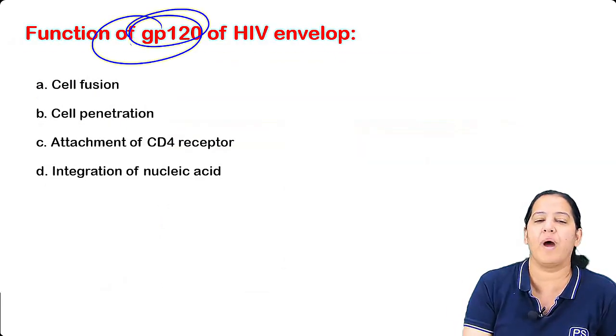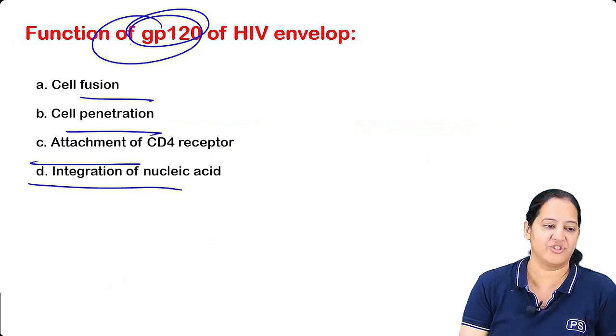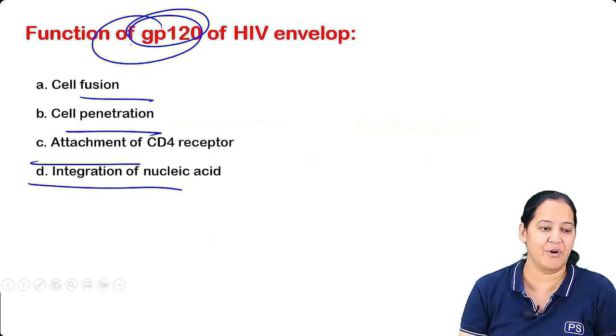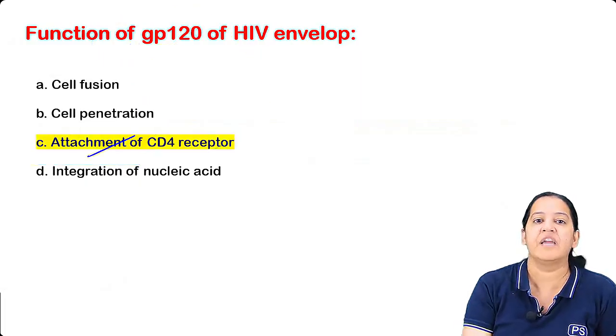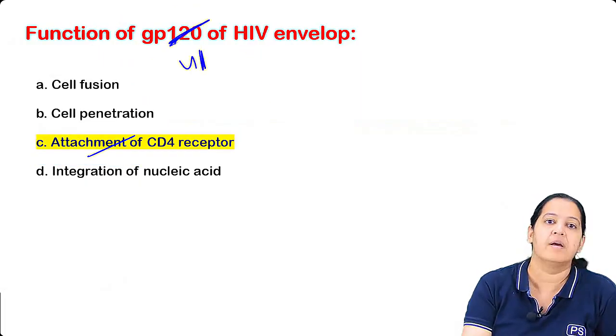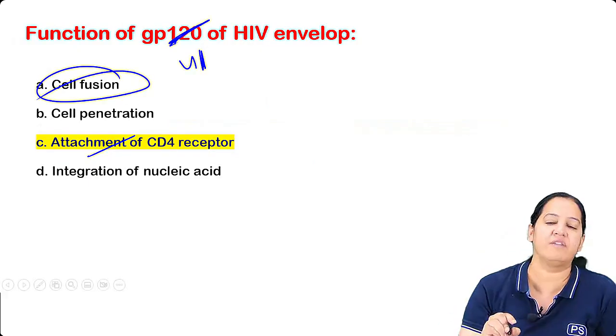GP120 is required for what? Fusion, penetration, attachment, or integration? GP120 is required for what? So GP120 is for attachment, right? If I change the question to GP41, the answer will be fusion. So 120 is for attachment and 41 is for fusion.